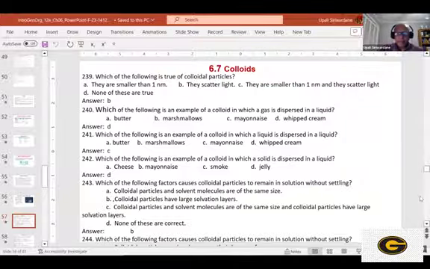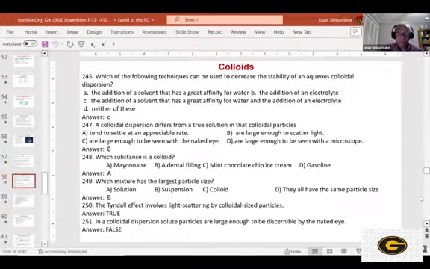One extreme, you have large particle size like in milk. Milk contains certain proteins which are large. They scatter light. So we talked about colloids.